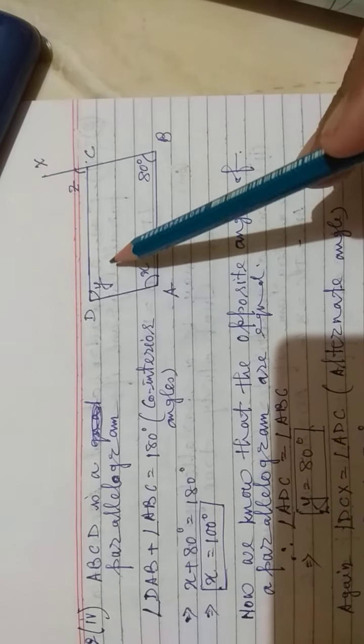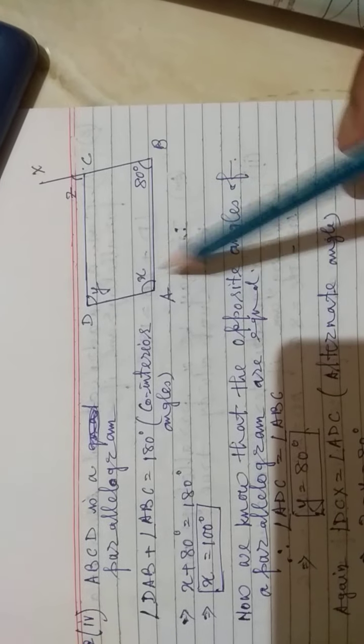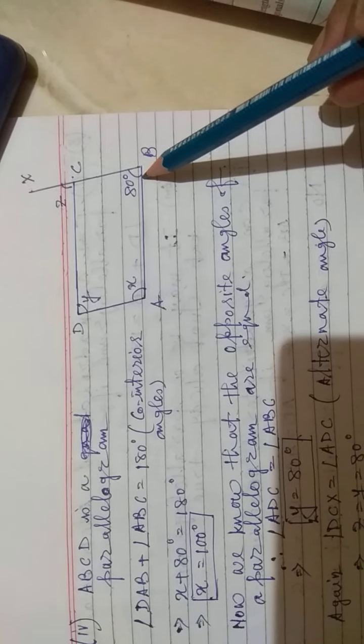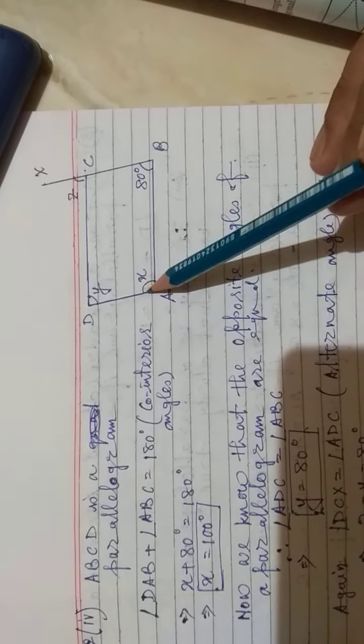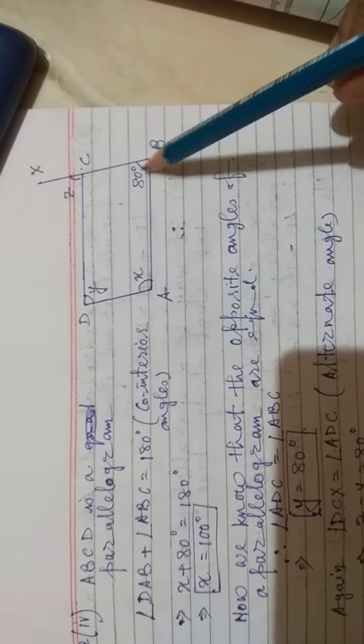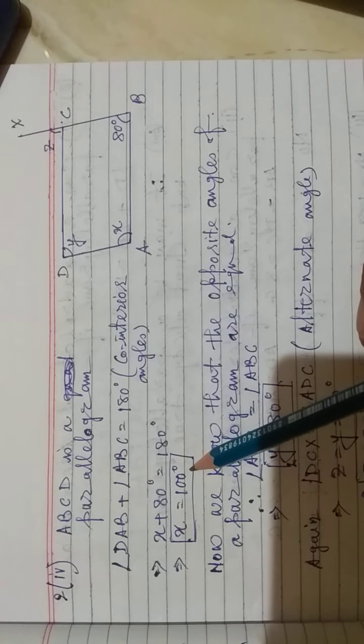So first, co-interior angles DAB plus CBA, that means the sum of these two angles is 180 degrees, because the sum of two adjacent angles is 180 degrees, or they are co-interior angles. So x plus 80 equals 180 degrees. So x equals 100 degrees.